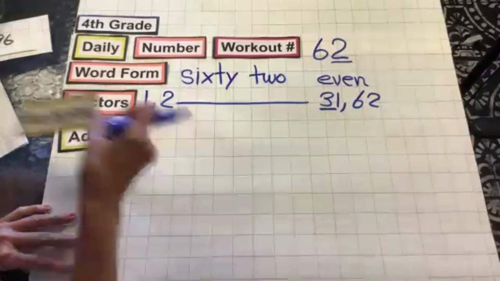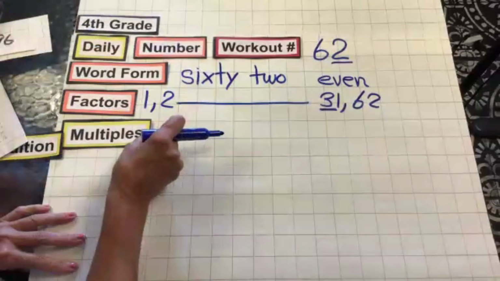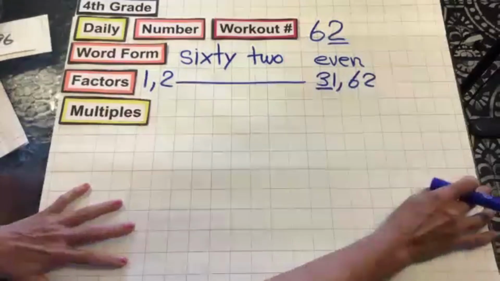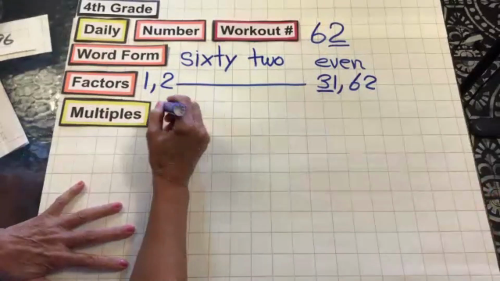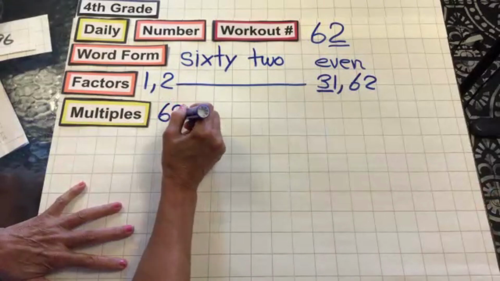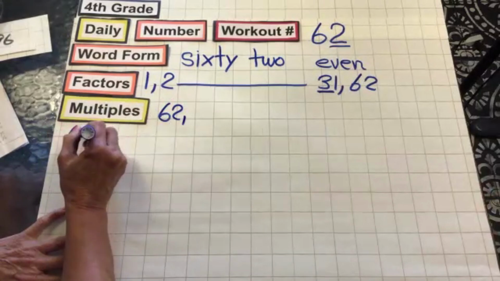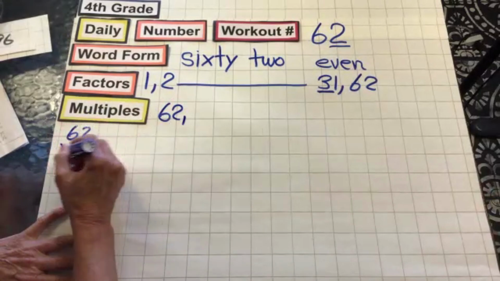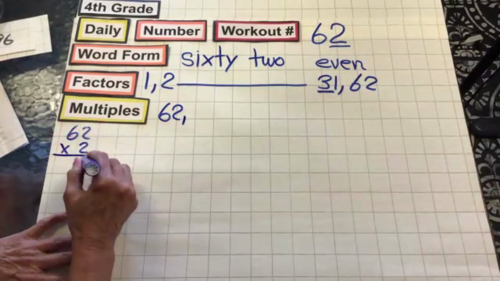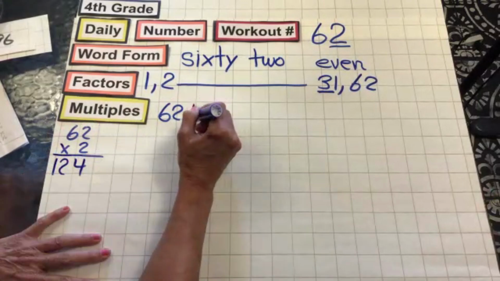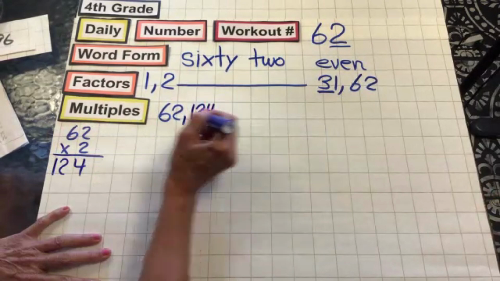Let's go on to multiples. Oops. Multiples. So our multiples is all about multiplying. So if we have 1 62, we have 62. Let's go for 2 62s. So I'm going to drop down here and we're going to do multiplying by 2. 2 times 2 is 4. 2 times 6 is 12. So 2 62s is 124.